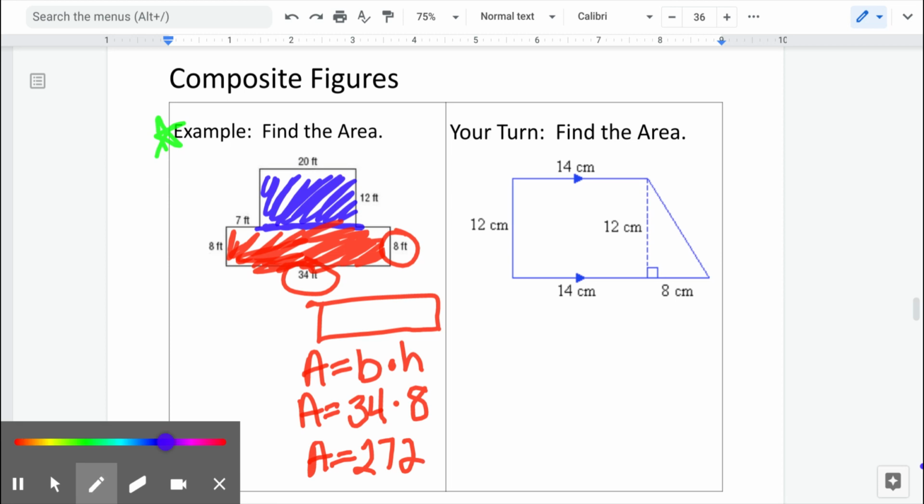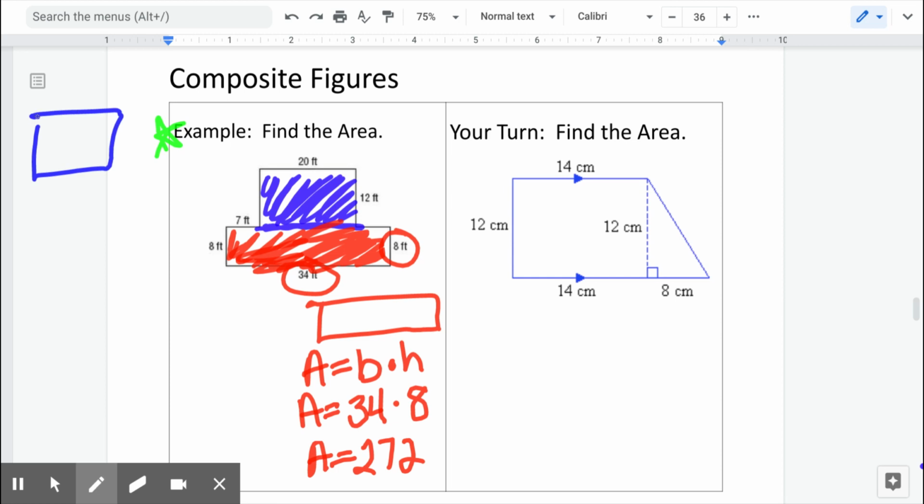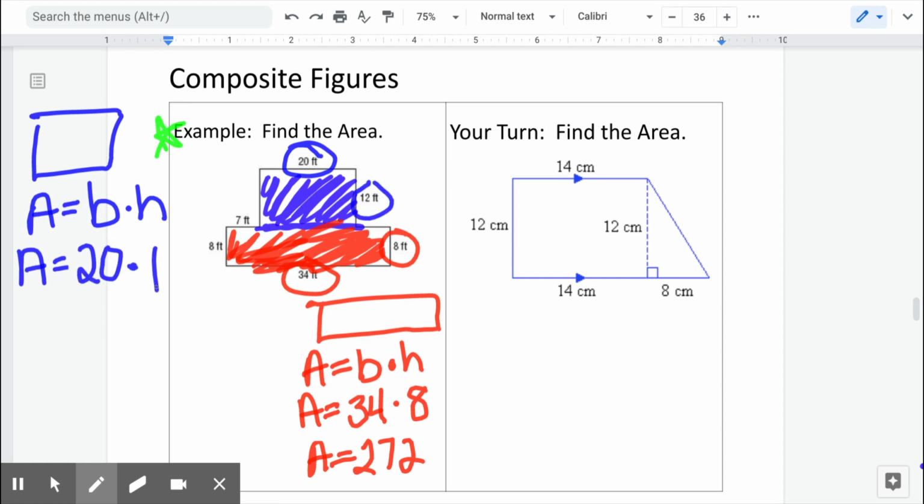Now I can move on to the blue rectangle here. I'm going to put that over to the side. This is still a rectangle, so the formula is still area equals base times height. The base of my blue rectangle is 20, and the height is 12, so 20 times 12. So our area for the blue rectangle is 240.